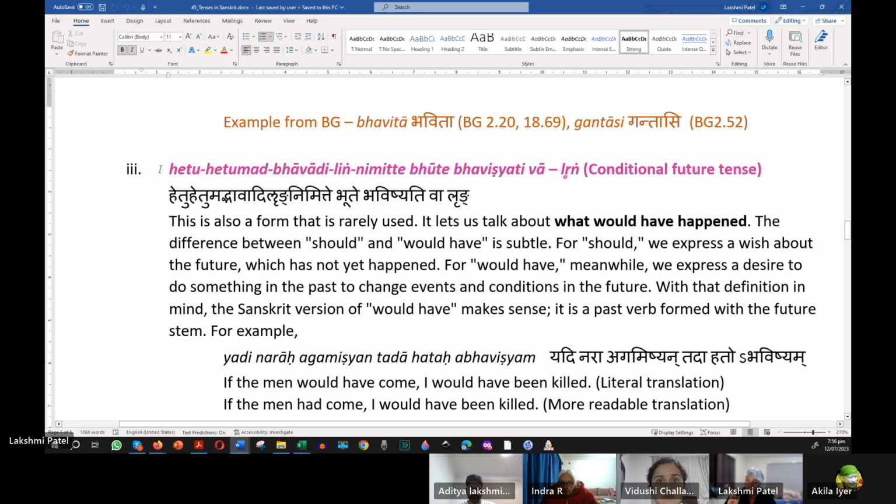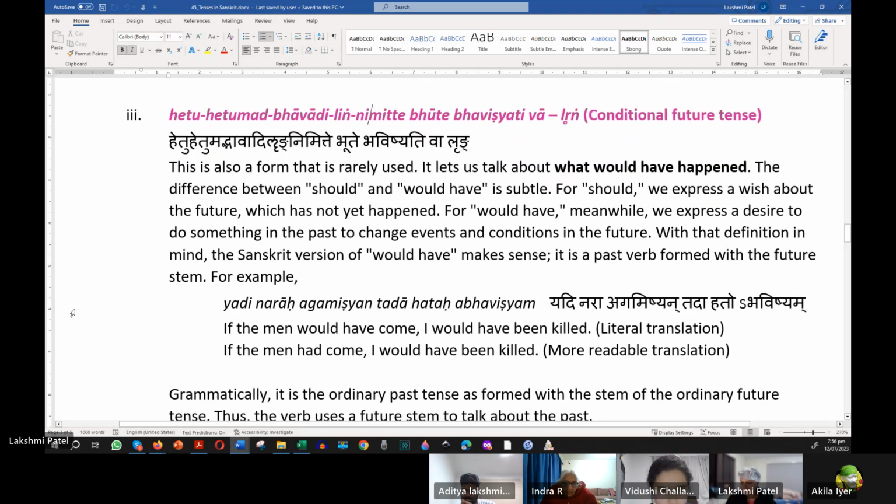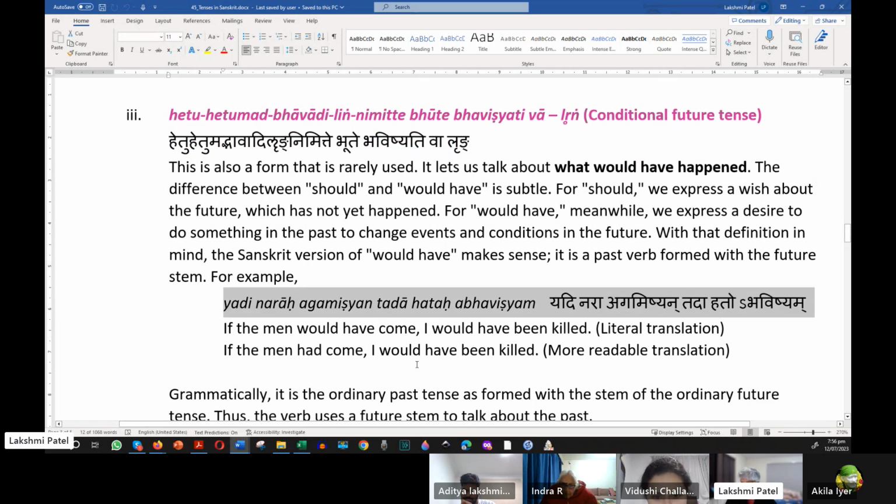Now, these causes would have caused, this would have caused something to happen, is the kind of meaning we are going for. For instance, we have some examples here. Yadi naraha agamishyana tada hataha abhavishyam. If the men would have come, I would have been killed. Or if the men had come, I would have been killed.